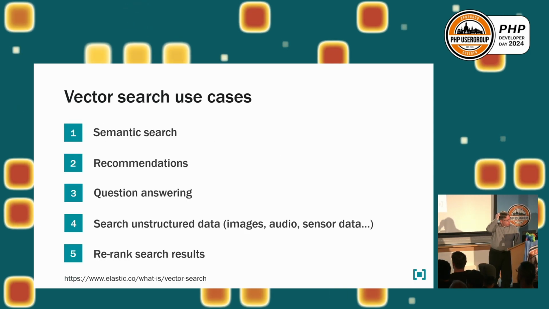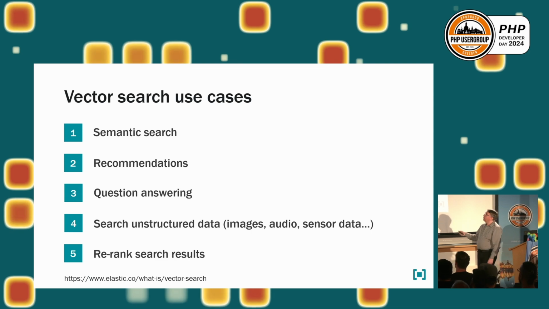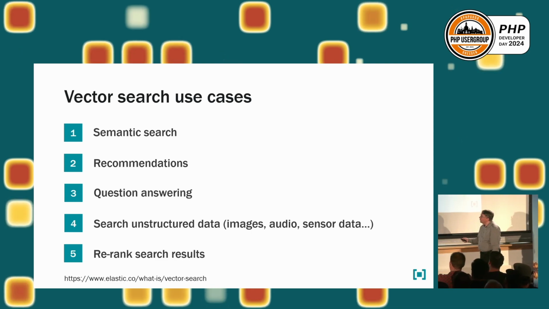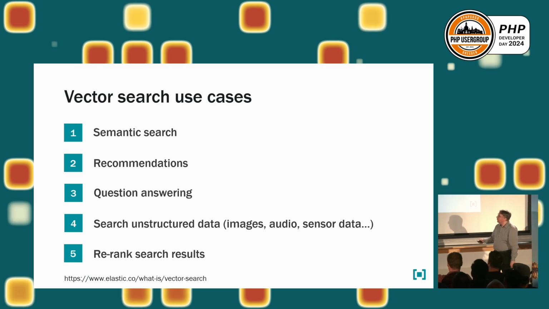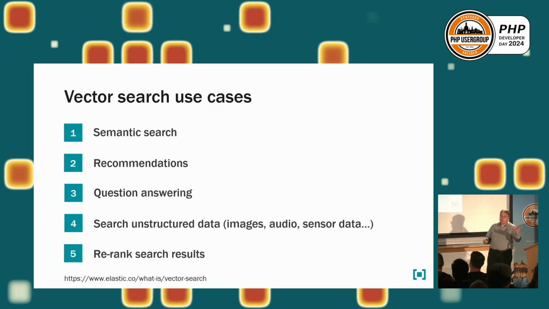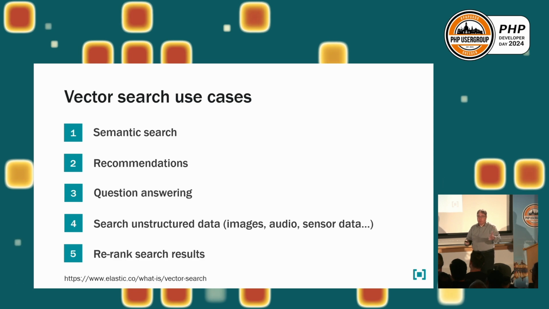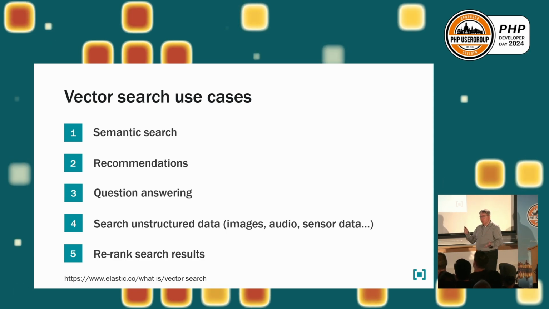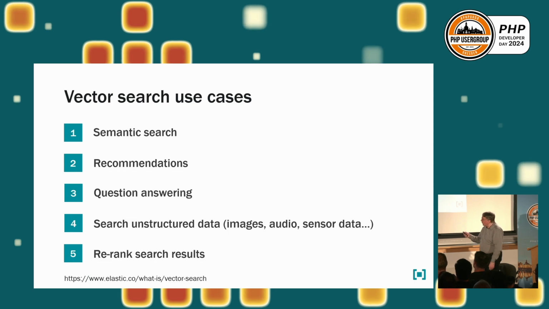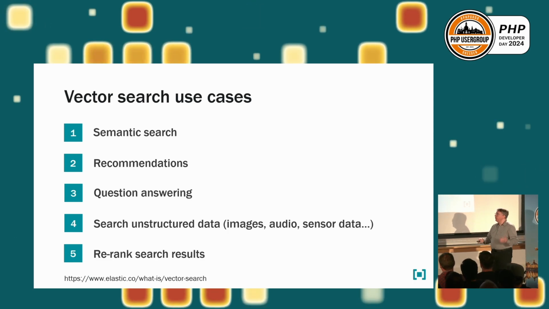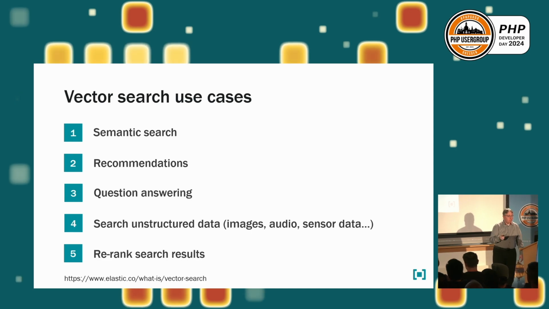You can use it for a ton of ideas. You can use it for semantic search, obviously. You can use it for search recommendations, question answering, and for searching unstructured data. As I said, images, audio, maybe sensor data. Maybe you have some IoT sensors somewhere, and they push the data in here, and you can then search for anomalies and whatnot. You can also use it to re-rank the search results based on certain criteria. So that's a cool thing.